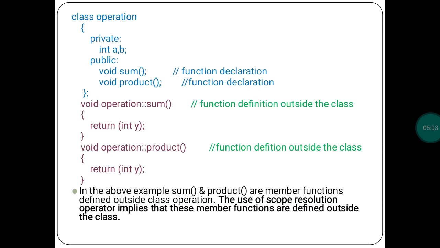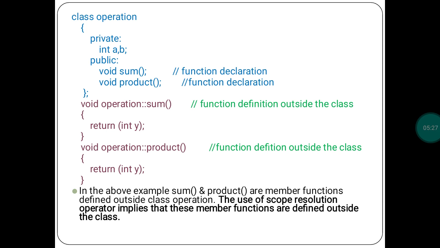Okay. Then see here, class operation. I have taken class as an operation. Class is a keyword. Operation is the class name. Then opening braces. Private int a and b. A and b are called the member data. Public void sum, void product. These two are called the member functions. Closing brace and semicolon means class is closed.